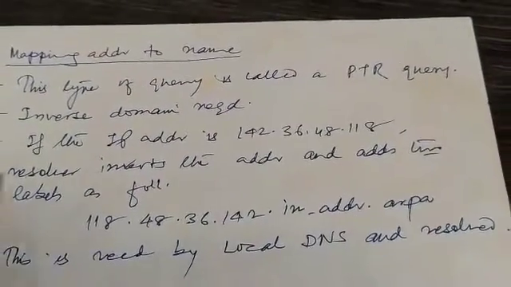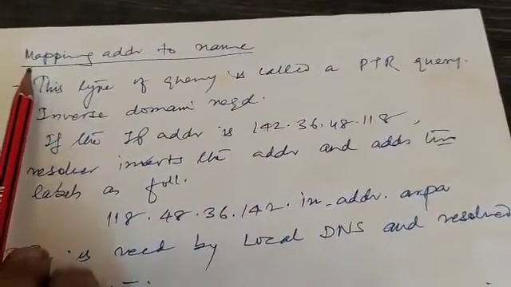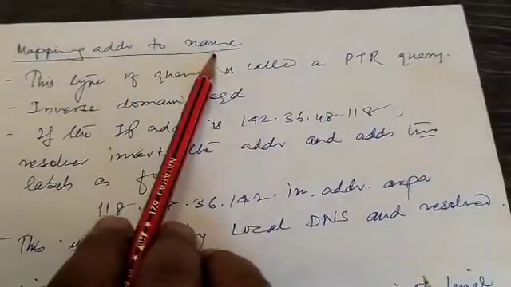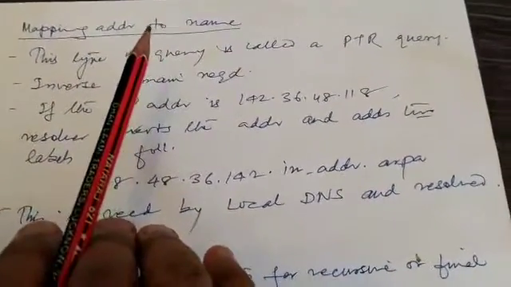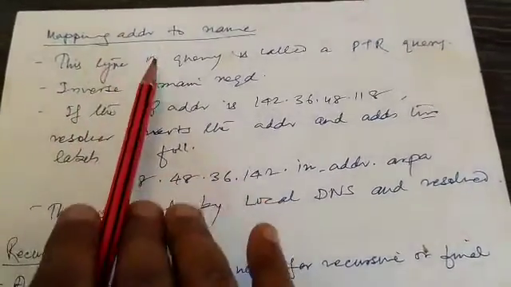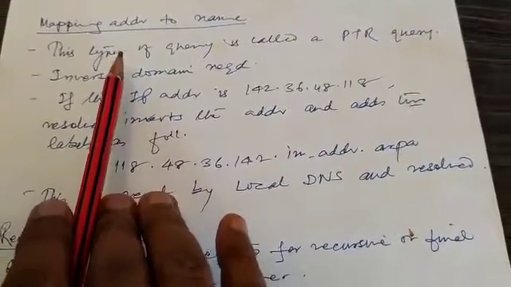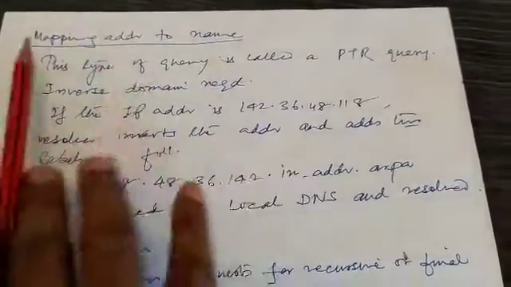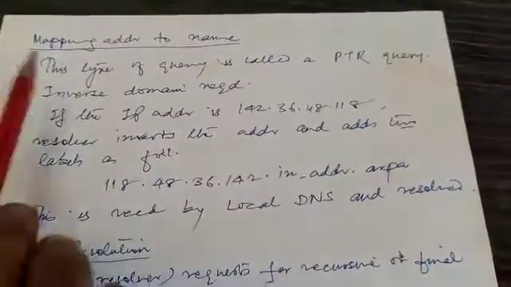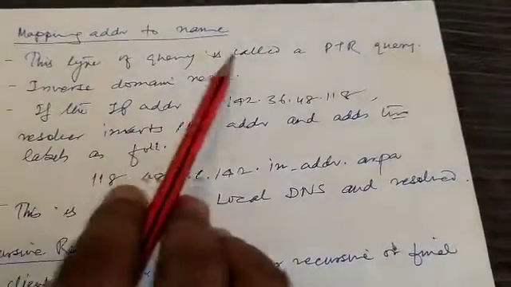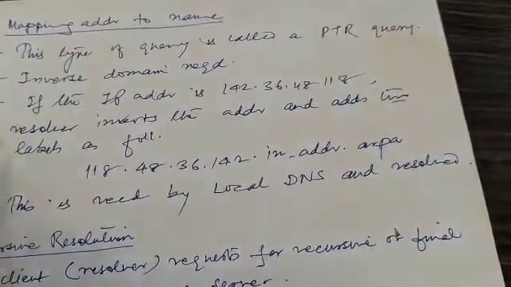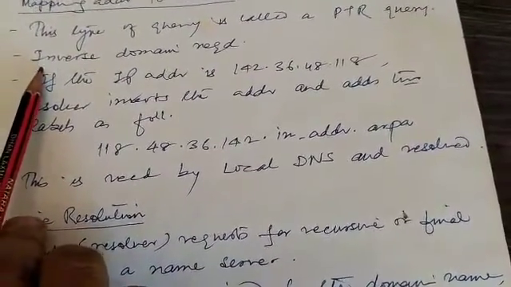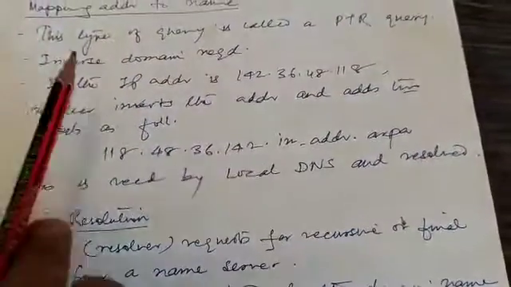Then the reverse mapping we can see now, that is how the mapping of an IP address is done to a domain name. Fine. So in certain situations this kind of mapping is also required. In such a case the inverse domain will be required, as we have discussed earlier. So this kind of mapping uses the inverse domain. Here this type of query is called a PTR query. This type of query is named a PTR query also. So this requires the inverse domain.